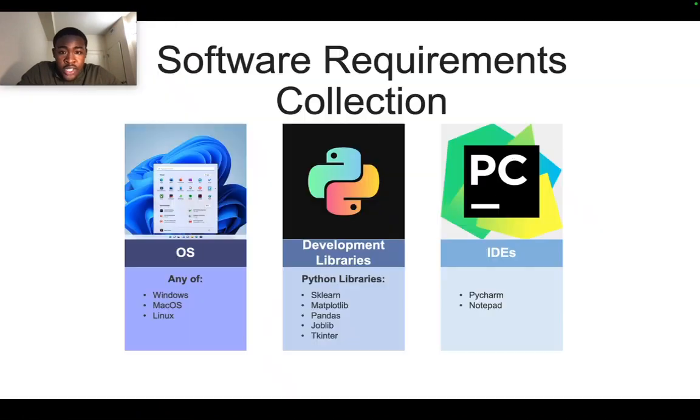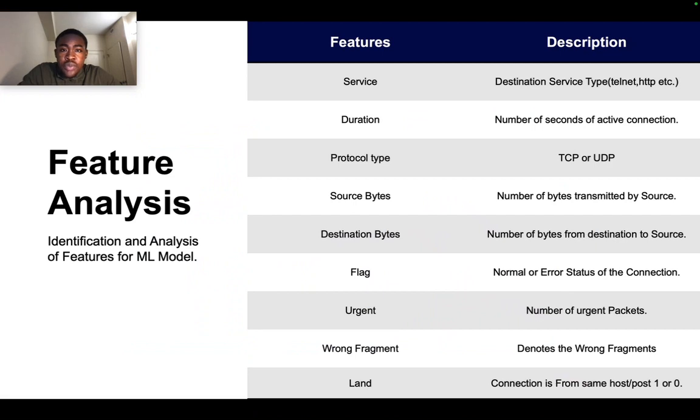Proposed solution and implementation. So for the software requirements, you need either Windows, Mac, or Linux, and for this project, we're mainly using Python libraries. So let's talk about some feature analysis before the software. Feature analysis includes the identification and analysis of features.